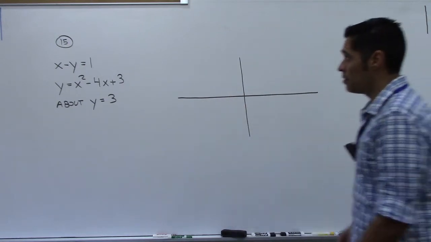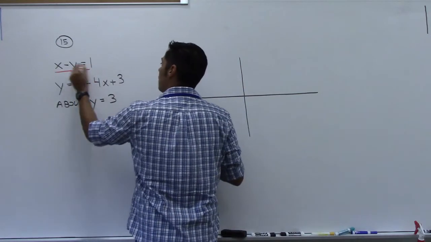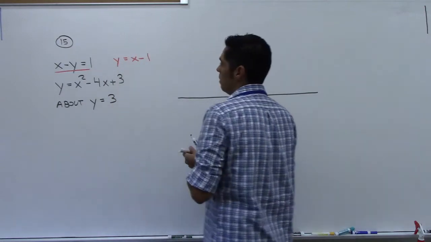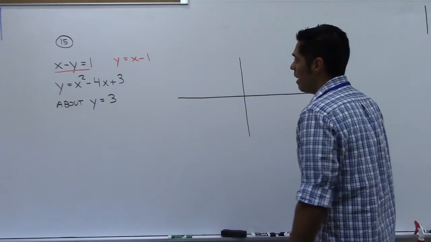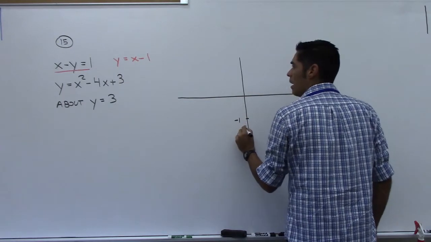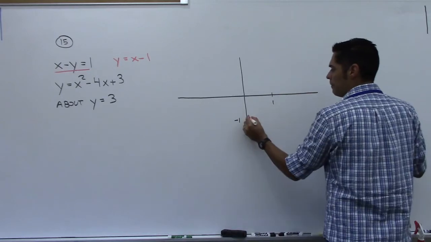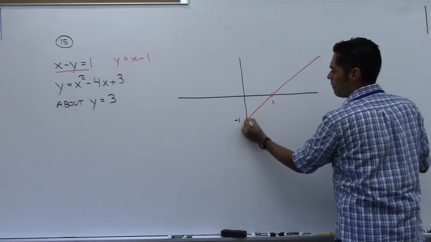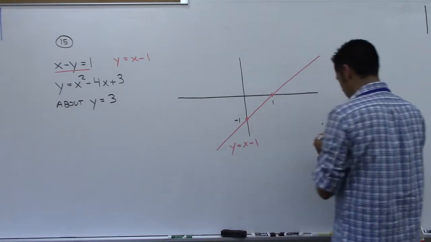Let's start out with the first one here. We'll do it in red. This one. If I solve this for y, I get y equals x minus 1. And that way it's a function of x. And if I graph that, that's a line. It has a y-intercept of negative 1. Has a slope of 1. So it's going to start here, up 1 over 1, draw a straight line. That is y equals x minus 1.